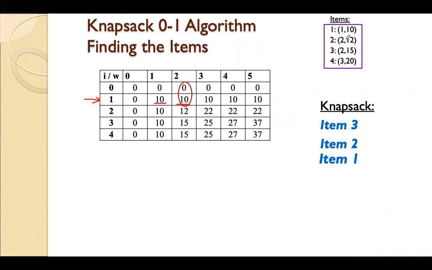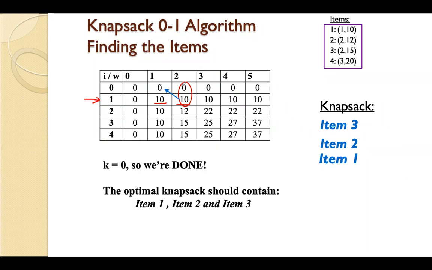So items 3, 2, 1. 2 plus 2 plus 1, 5. And total profit is 37. Once you reach 0, we'll stop the process there itself. So in the knapsack, we got items 1, 2, and 3 with the maximum profit of 37. Is it clear? So this is one example.